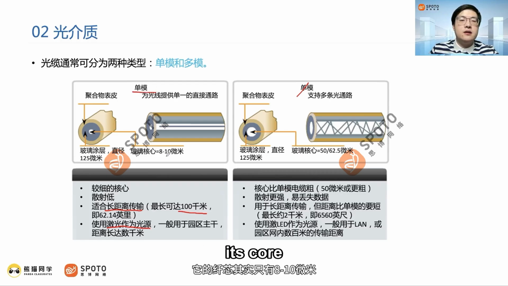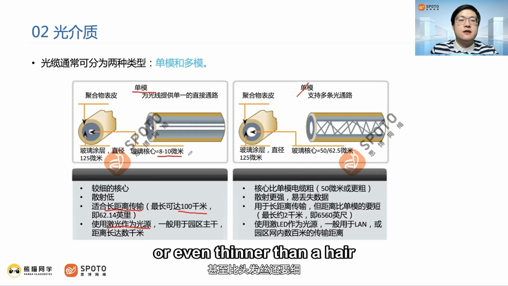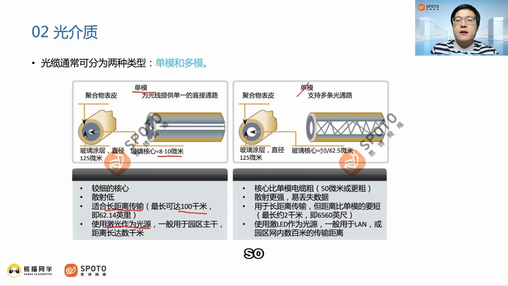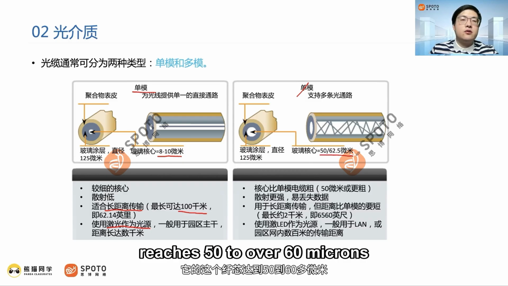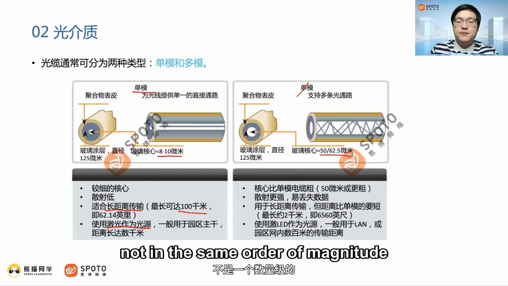its core is only 8 to 10 microns, about the size of a hair, as thin as a hair, or even thinner than a hair. So for multi-mode fiber, its core reaches 50 to over 60 microns. That is much thicker, not in the same order of magnitude.